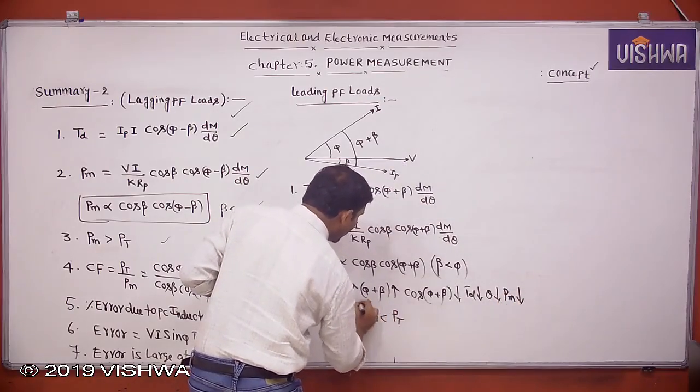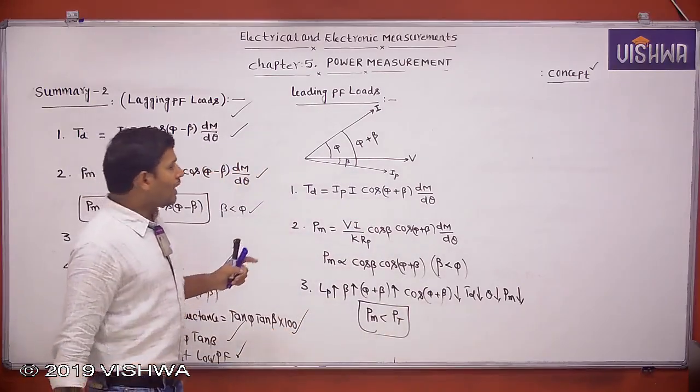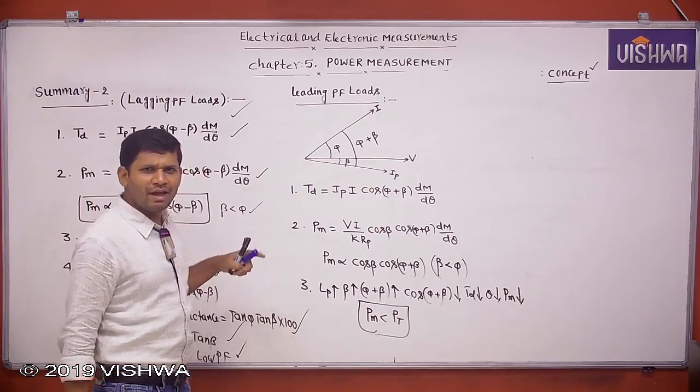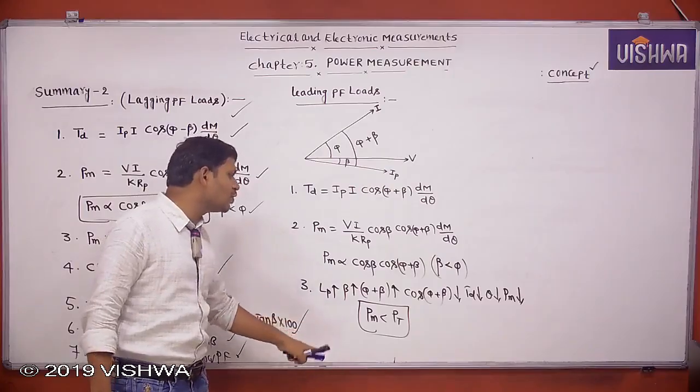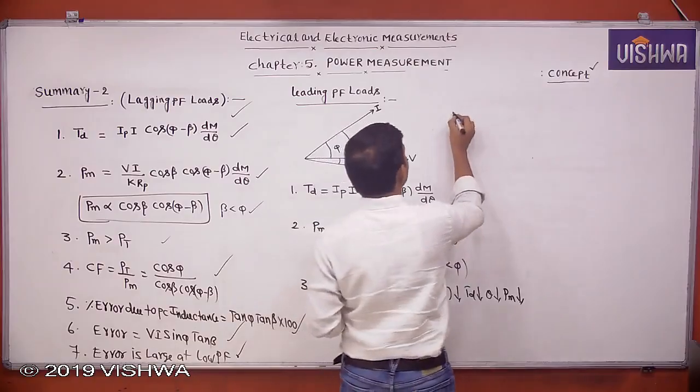Same concept I already explained for lagging loads. This is for leading loads. For lagging power factor loads, measured power is greater than true power because of pressure coil inductance. But here measured power is less than true power. This is the proof.